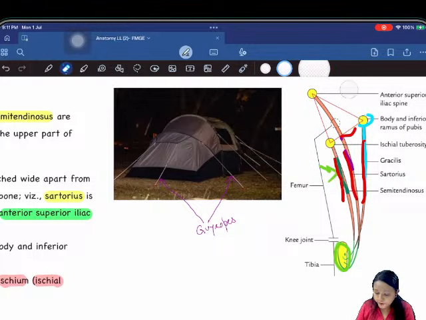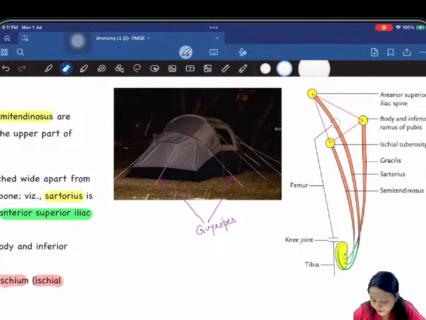Okay, so if the question comes on the guy rope, you should know that it is formed by the three muscles. Those are the sartorius, the gracilis, and the semitendinosus. They asked this question in the NEET exam.